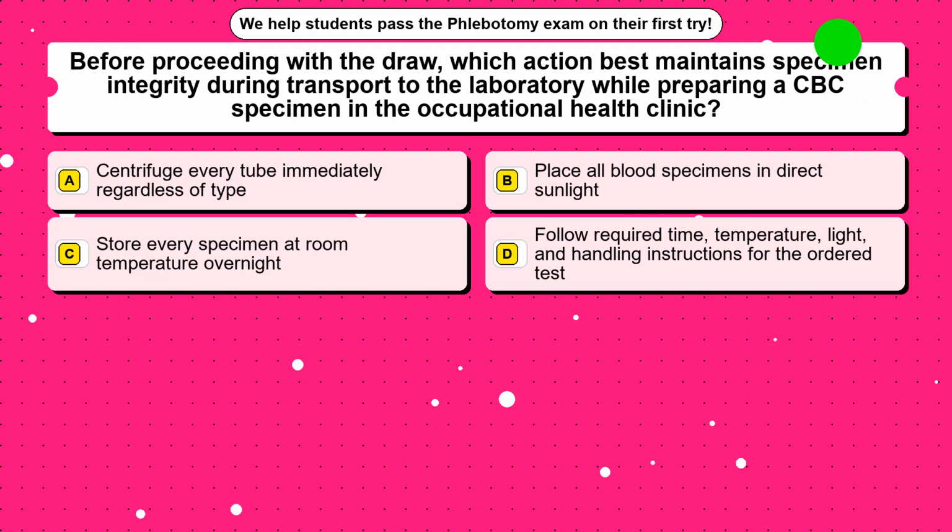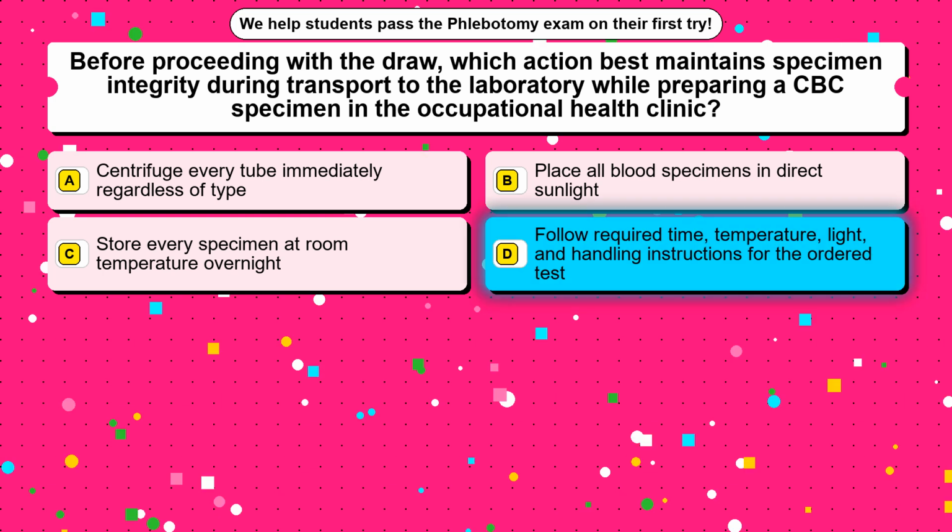Question 41. Before proceeding with the draw, which action best maintains specimen integrity during transport to the laboratory while preparing a CBC specimen in the occupational health clinic? Option A. Centrifuge every tube immediately regardless of type. Option B. Place all blood specimens in direct sunlight. Option C. Store every specimen at room temperature overnight. Option D. Follow required time, temperature, light, and handling instructions for the ordered test.